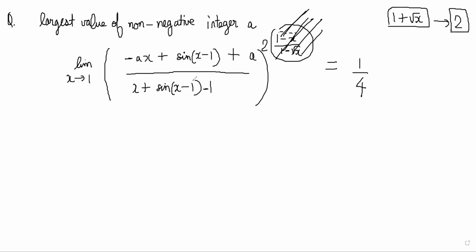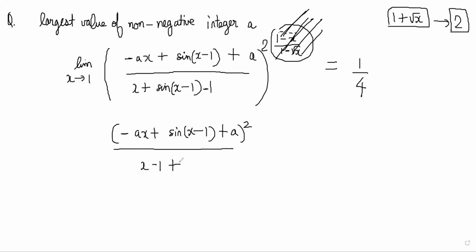Now I have to find the limit here. It seems like it is L'Hopital form, right? When you put 1, denominator becomes 0, numerator becomes 0, correct? So that is easy for us because now we just do differentiation. I will not differentiate just the inside part. I will take the 2 inside, so this is the square of (-ax + sin(x-1) + a) divided by the square of (x + sin(x-1) - 1), limit as x tends to 1. So let's do L'Hopital.